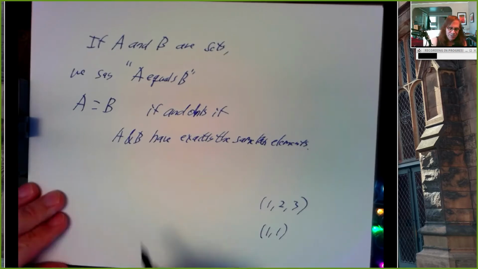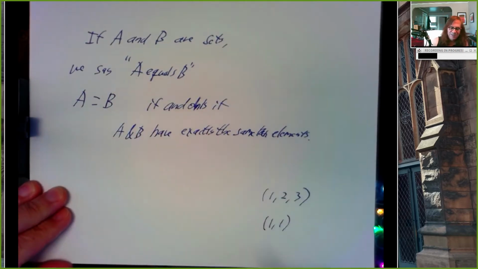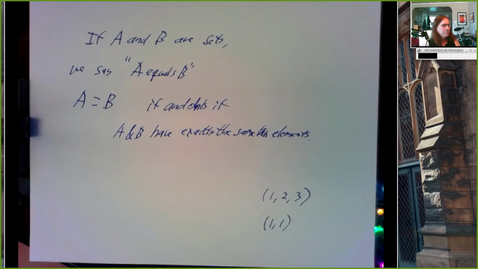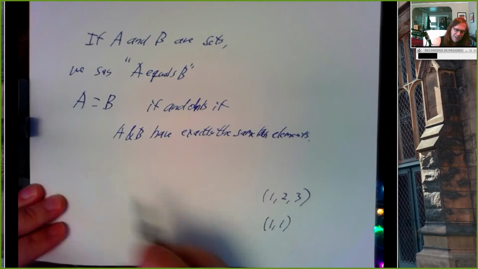All right, so A is equal to B if and only if they have exactly the same elements. And so let me just show you some notation we'll be coming to.